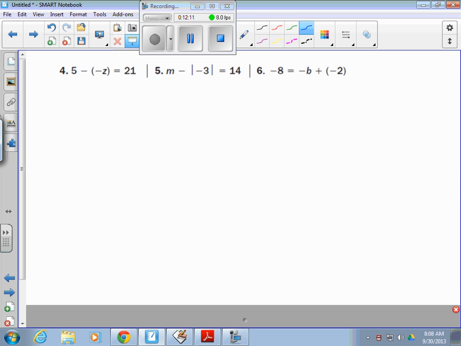For number 4, you have 5 minus a negative x is equal to 21. So undo, or those aren't absolute value signs in the middle. That's just separating the problems.